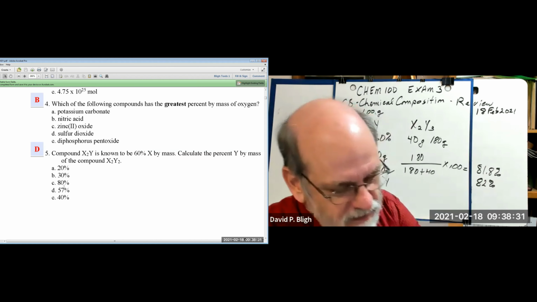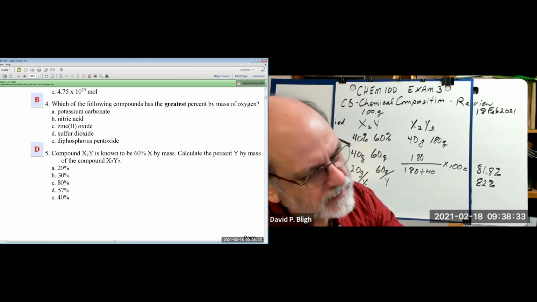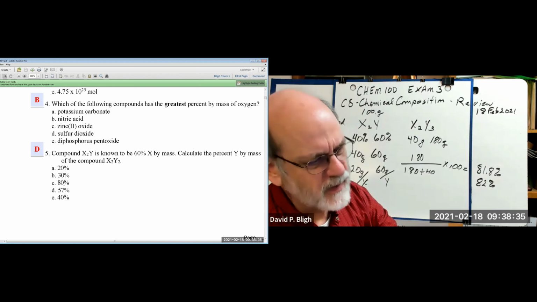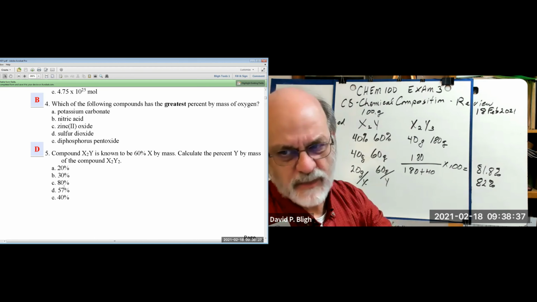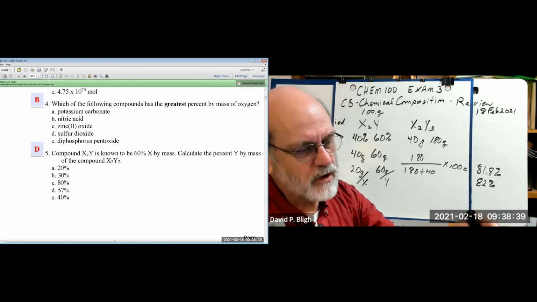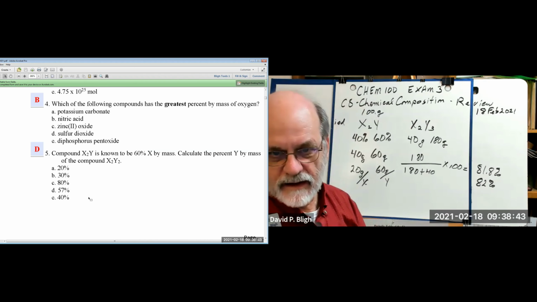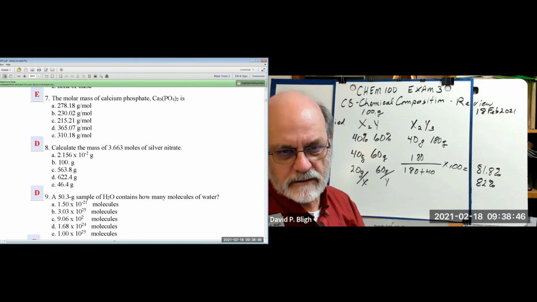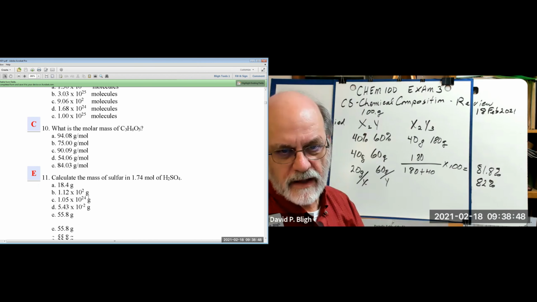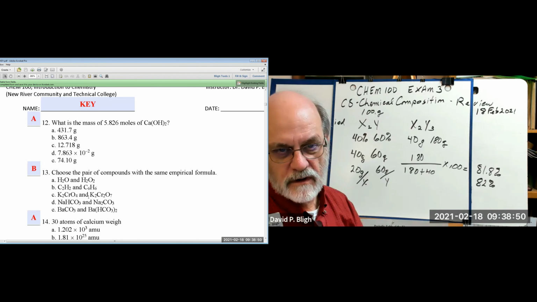Let's see what I've got chalked off for the next one. Okay, we skipped the next page. There must be a lot of repetition on the next page. We'll go to 12. All right, so let's scroll down to 12.